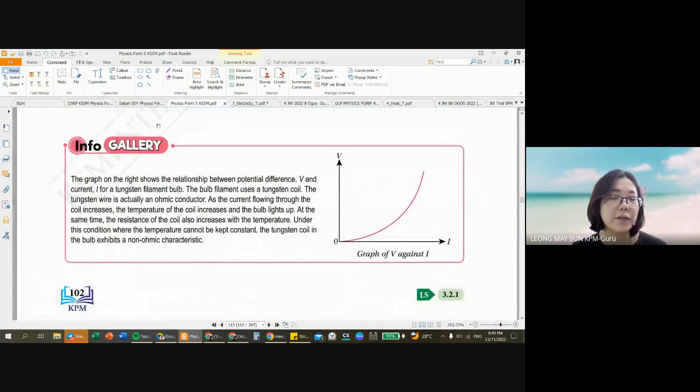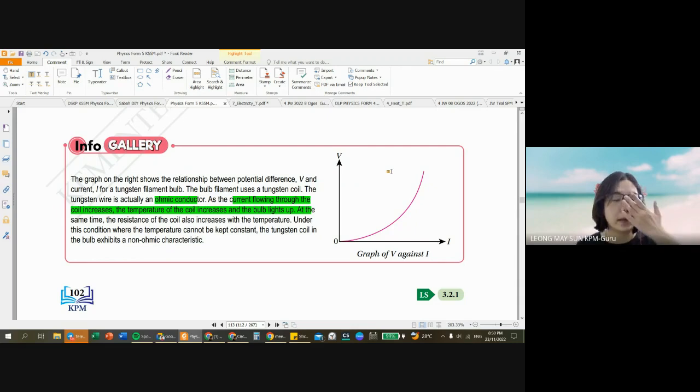Okay, the graph on the right shows the relationship between the potential difference V and the current in a tungsten filament bulb. Now, most of the metal conductors are actually ohmic conductors. So tungsten wire is an ohmic conductor, but as the current flowing through the coil increases, the temperature of the coil increases. Then only it causes the bulb to light up.